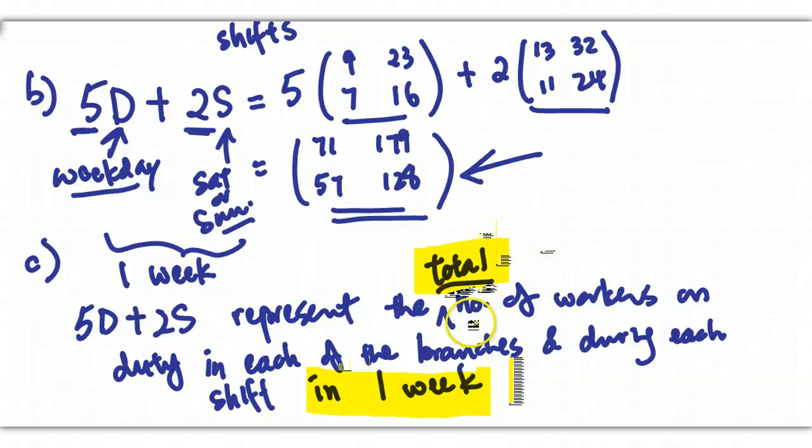So the keywords here are really you are looking at the total in 1 week. And what does it represent? It represents the number of workers, and you specify what each element means. The rows represent the branches, and the columns represent the shifts. So this would be a complete representation of the answer.